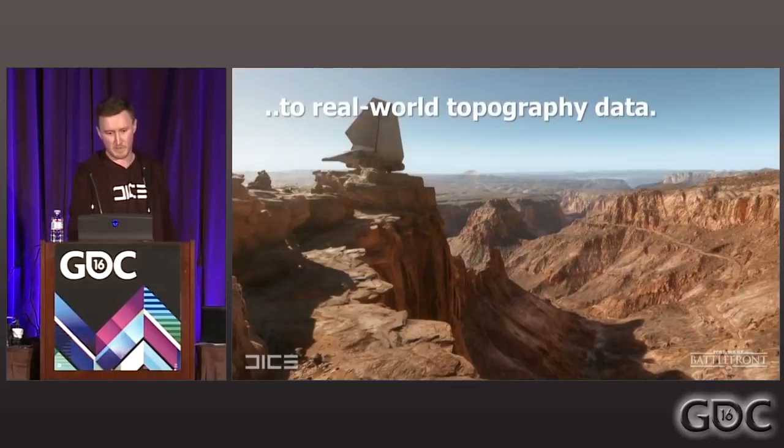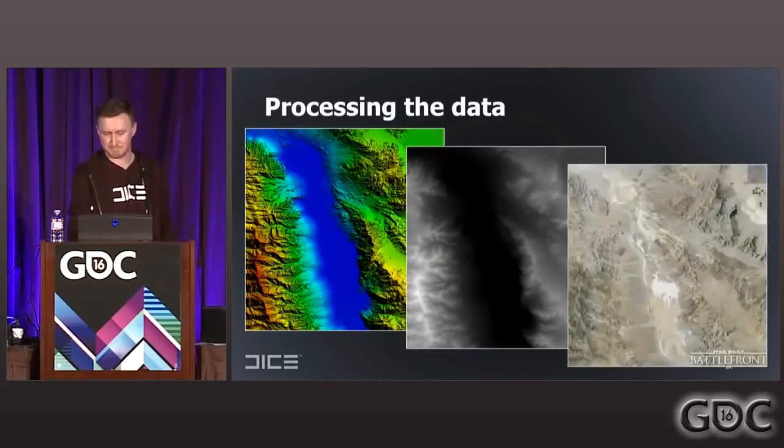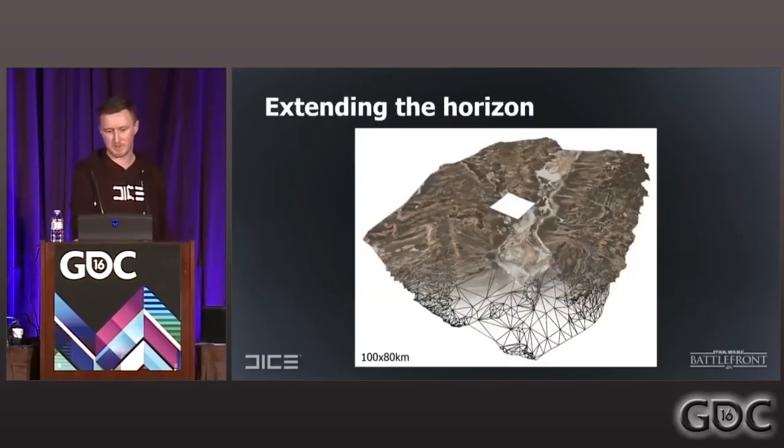So this is where we got into topography data, using real-world data, and supplementing that on top with all the photoscanned surfaces and things. We get the usual maps, so we get a height map and a color map, and from that we'd implement it into the Frostbite terrain system.